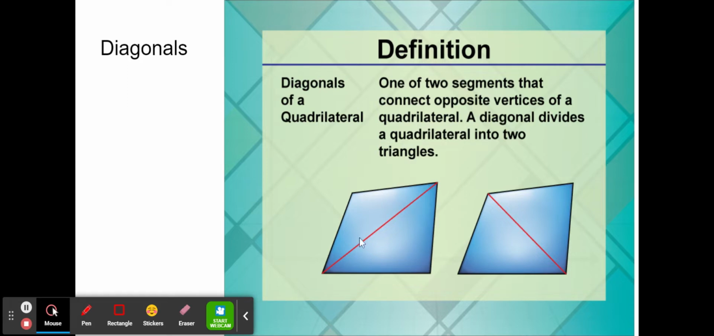Diagonals. Diagonals do connect opposite vertices of a quadrilateral, and it does divide a quadrilateral into two triangles.